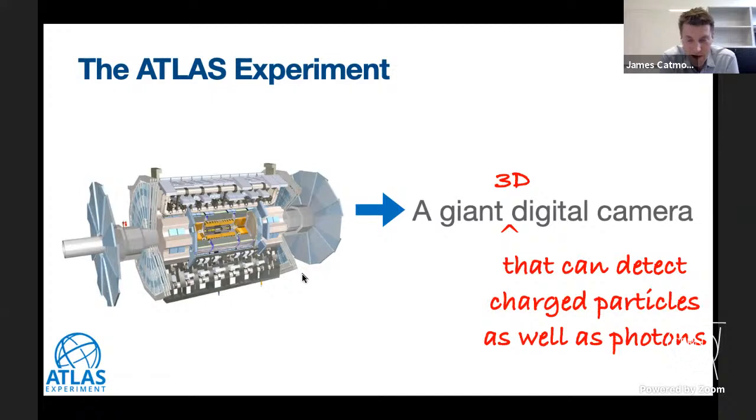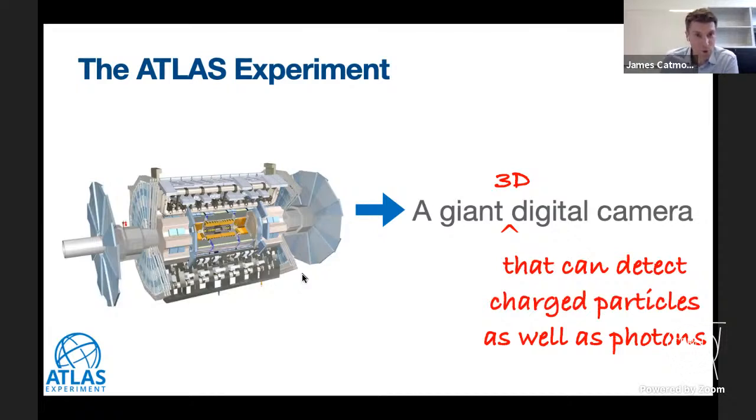And it's also a digital camera that can detect charged particles as well as photons, which carry light. So that's the easiest way to think about a particle detector. It's a giant digital camera that can take, in quotes, photographs of the collisions that are occurring inside the detector.